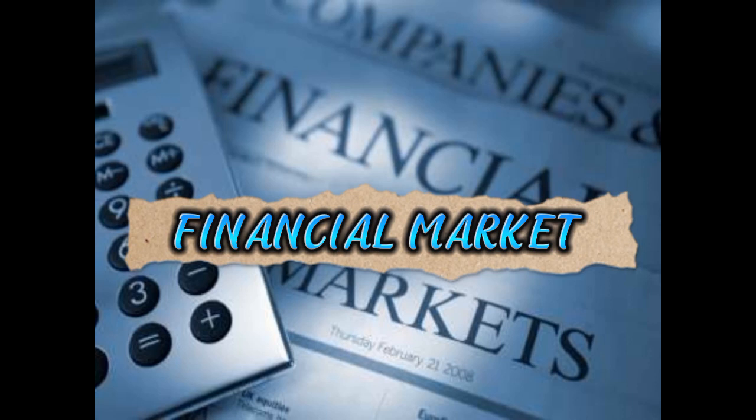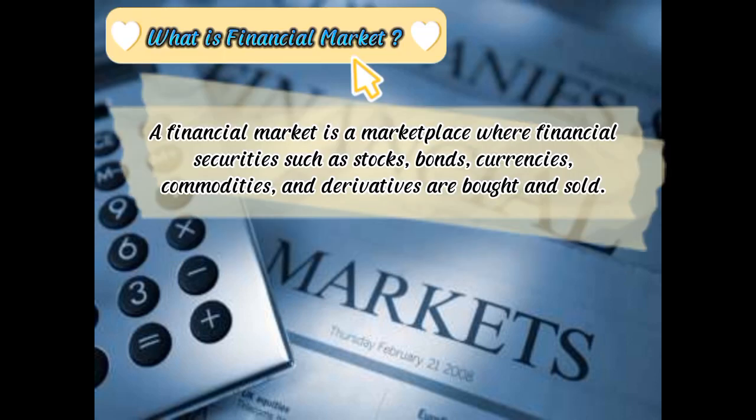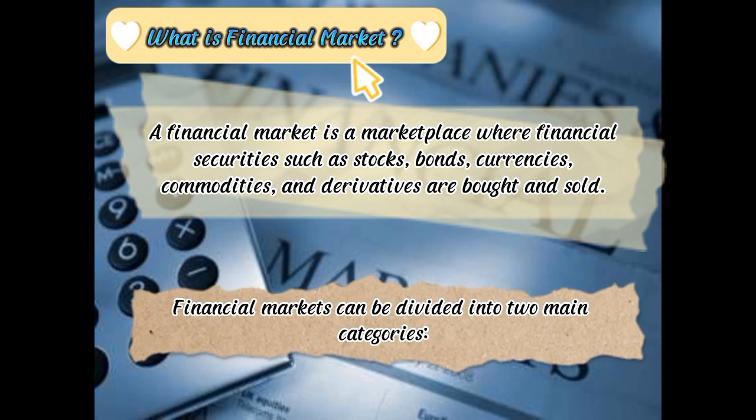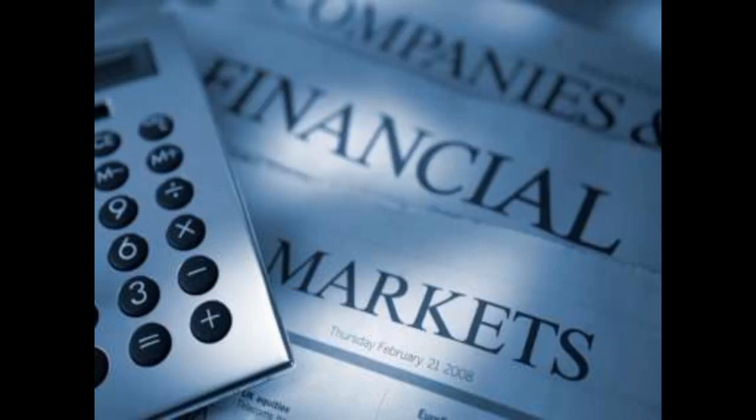Financial market. What is a financial market? A financial market is a marketplace where financial securities such as stocks, bonds, currencies, commodities, and derivatives are bought and sold. Financial markets can be divided into two main categories.